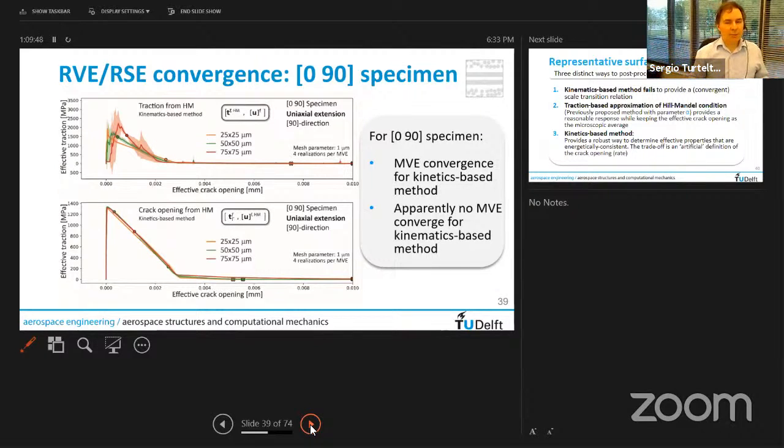The kinematic space method doesn't work. So we throw it away, and then we say the kinetic space method is the way we should do the definition of the effective properties. This seems to work.